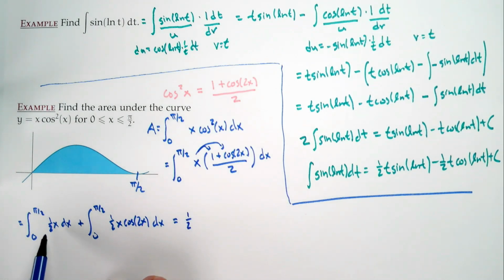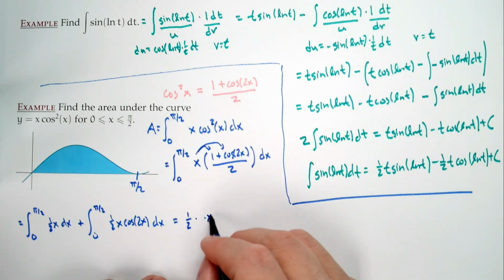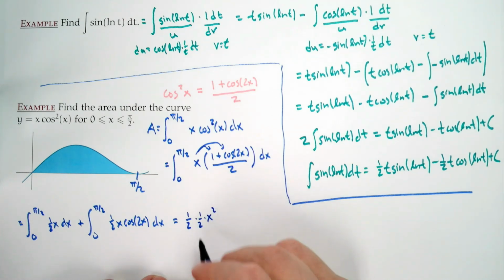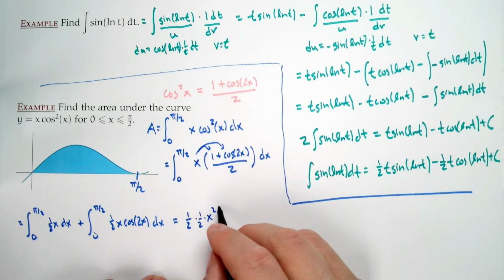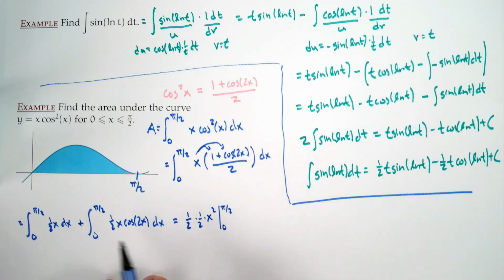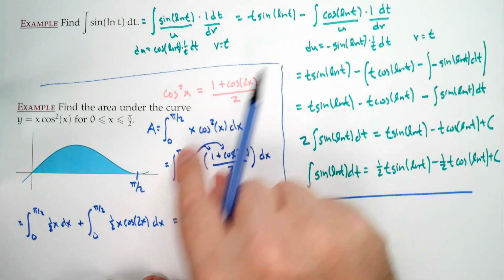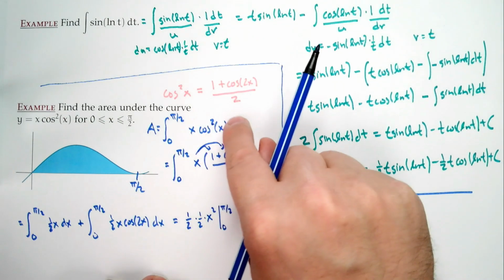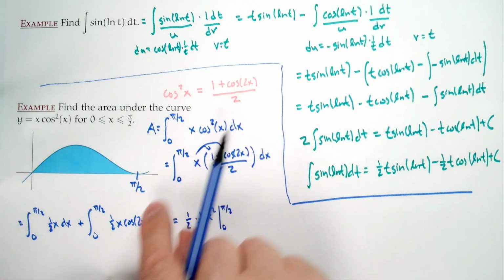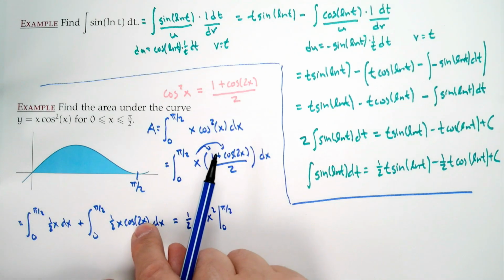All right, what's the integral of 1/2 x? Well, the 1/2, and then the integral of x is x squared, and you divide by 2 in front, so another 1/2. And you're going to evaluate from 0 to pi halves. We'll take care of that in a second. The second integral is a lot more simple now, right? Because sure, there's a 2, but there's a big difference between cosine squared, which I don't know how to integrate, versus cosine of 2x, which I do know how to integrate.